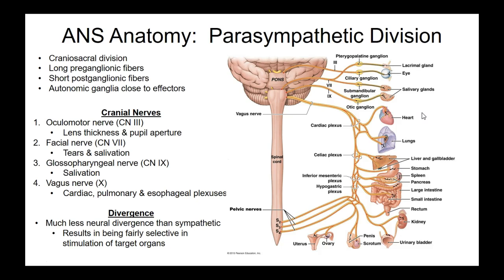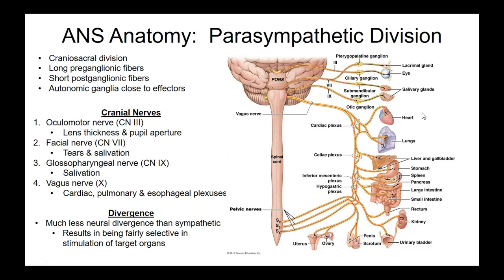So if you remember that the vagus nerve is a major parasympathetic cranial nerve, you could use that to distinguish, if you couldn't remember which was craniosacral versus thoracolumbar for sympathetic, parasympathetic. If you remember the vagus nerve is coming out of the cranium, then you can remember that the parasympathetic is craniosacral. Okay? The sympathetic is going to be thoracolumbar, or thoracic and lumbar region of the spinal cord.